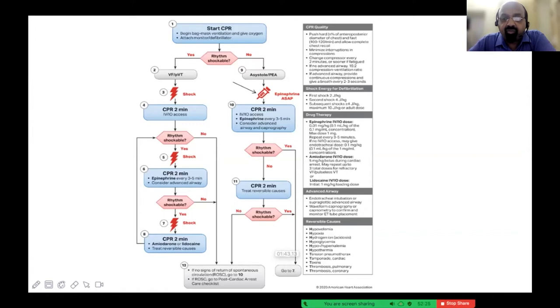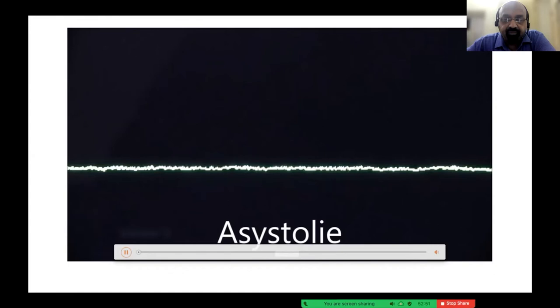While you are switching over, you check for the pulse, carotid in an adult and a child, brachial in an infant, and then the rhythm. And when you check the rhythm, if you have a ventricular fibrillation or a pulseless ventricular tachycardia, we call it a shockable rhythm, and there is a role for defibrillation. We'll go through this. Cardiac arrest.